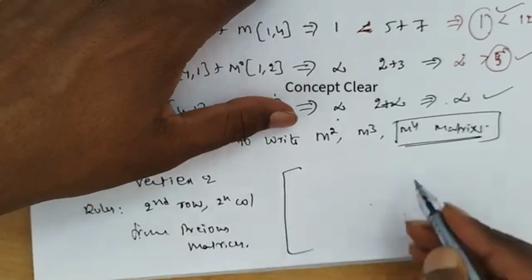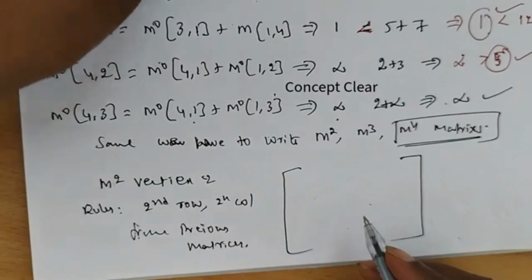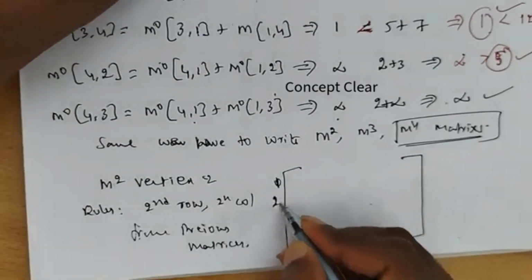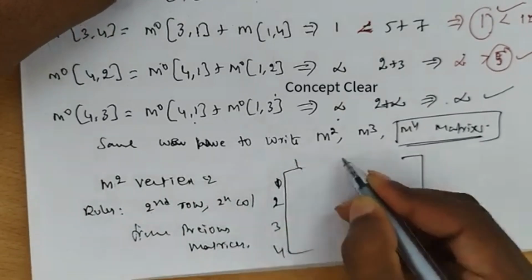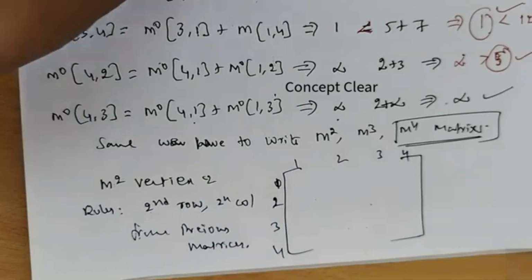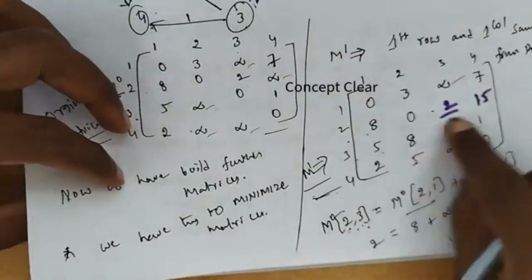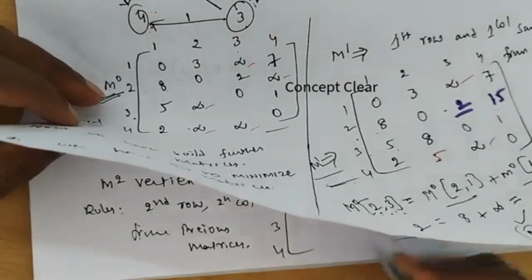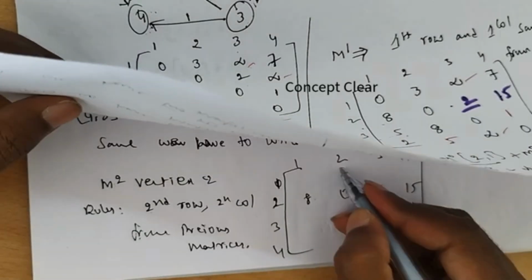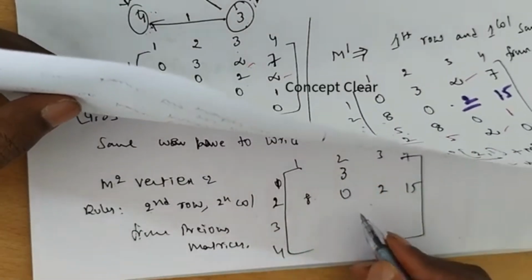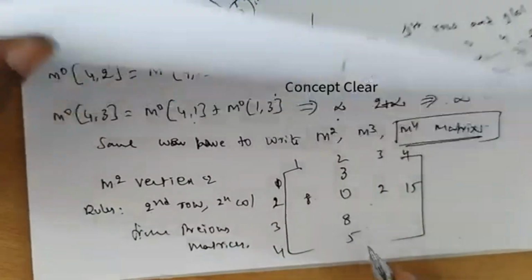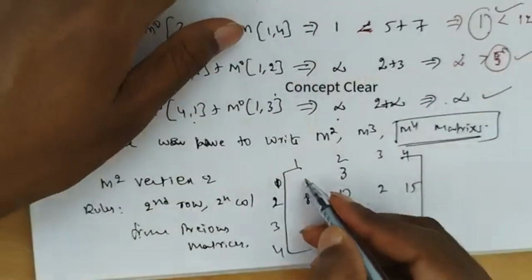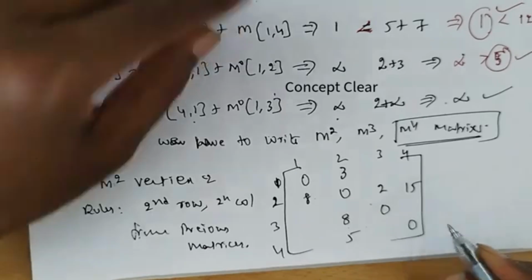So what are the previous matrix values? M second row and second column, 0, 1, 2, 3, 4. What are the values we are taking? This 8, 0, 2, 15, second row, and second column is 3, 0, 8, 5. And what about the rules? The rules are all diagonal elements are 0. So it is 0, it is also 0, it is also 0.